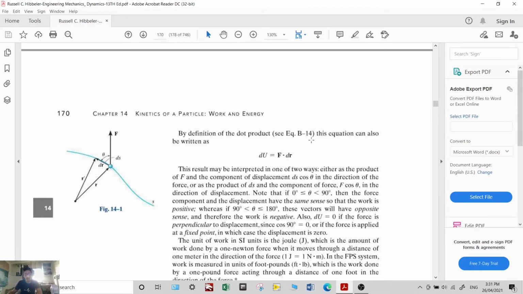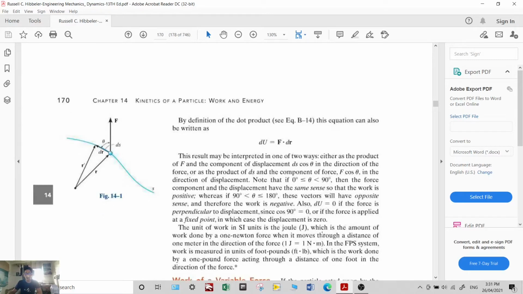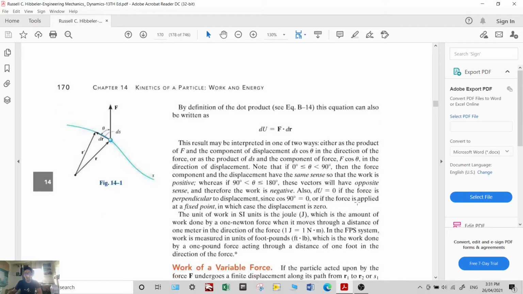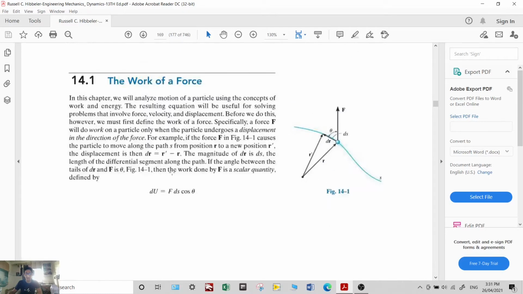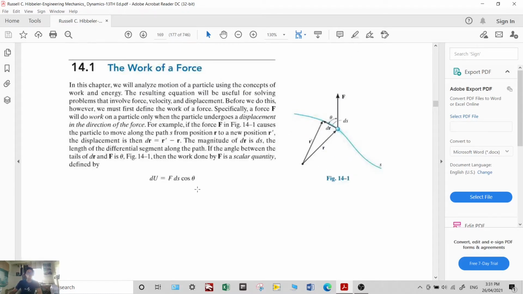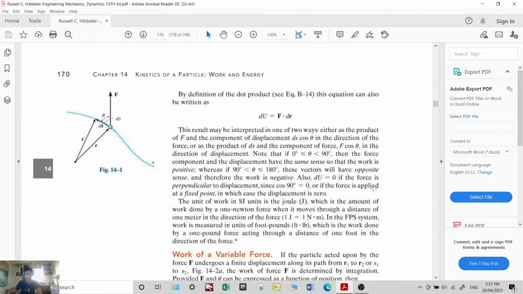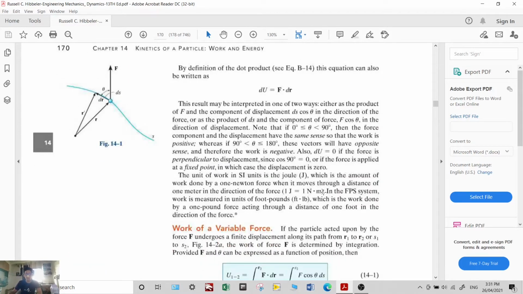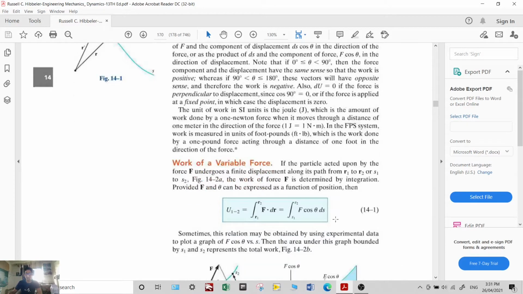Okay, how about if the force and the displacement are perpendicular to each other? So the work that you get is 0, because the cosine of 90 is 0. Now, what is the unit of work? The unit of work is measured in joules, or this is just equal to 1 Newton meter.